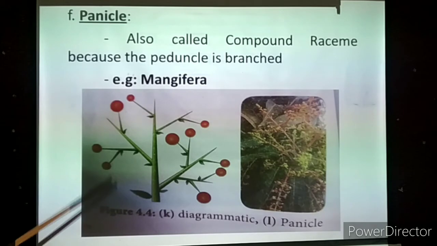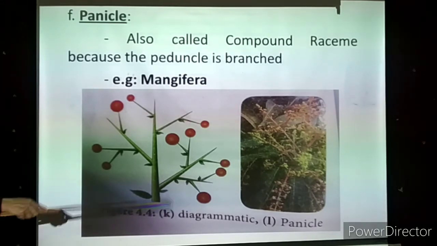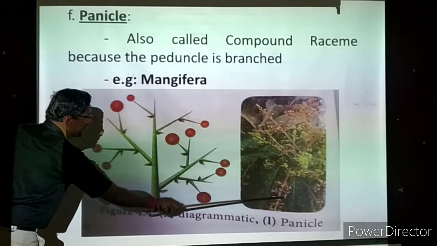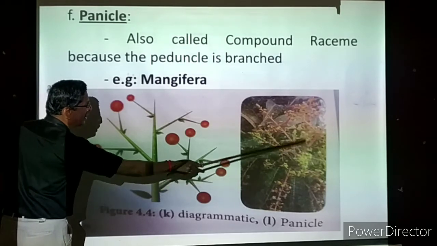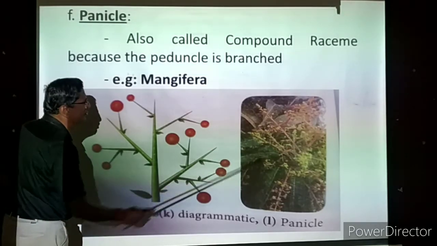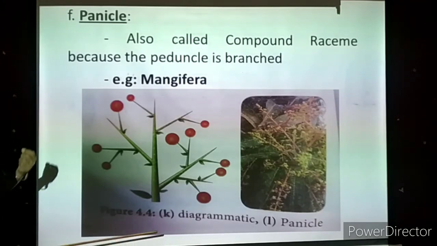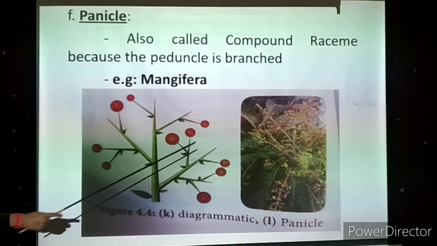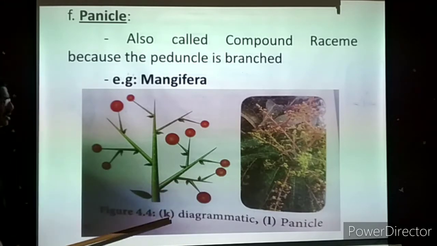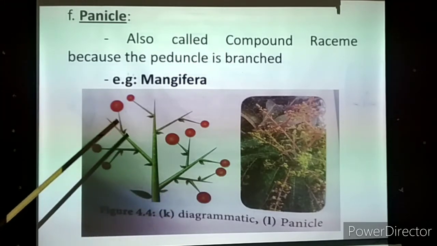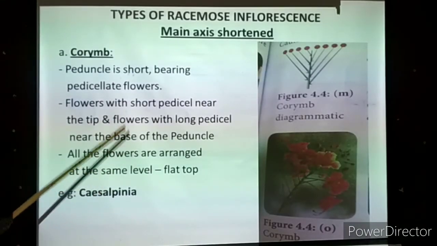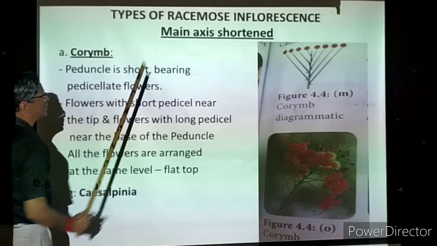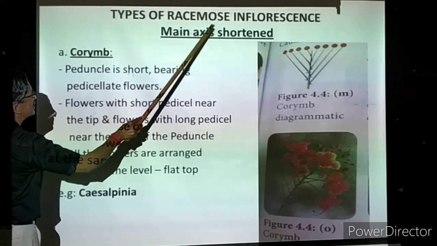Example, Mangifera. The common name is mango tree. In the mango tree we can find the flowers like this. A lot of branches will be present. One peduncle bears a lot of branches. The branches bear very small flowers, whitish yellow, enormous in number. Sometimes in the season we can find this in the mango tree. That is Mangifera.